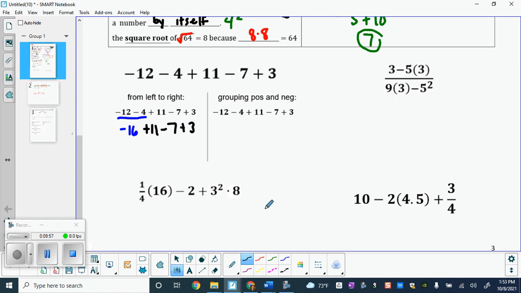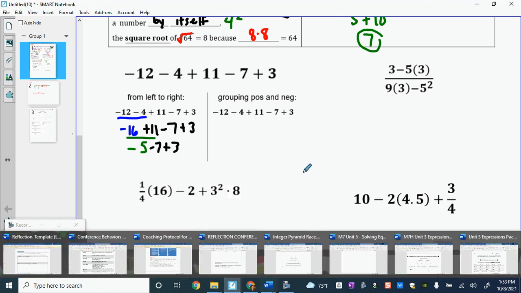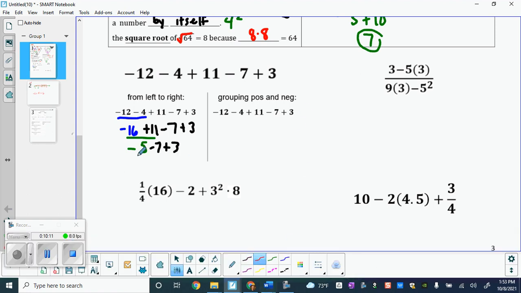Cool. So then you're like, all right, from left to right, different sign, so I'm going to subtract and keep the sign of the bigger number. And then again, just copying everything else down after that. All right, cool. Now we have right here a -5 minus 7, so same sign, add and keep.